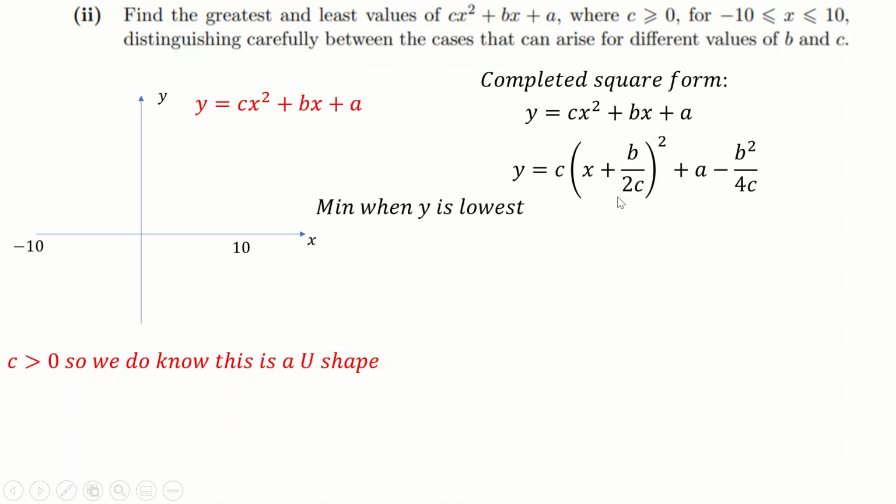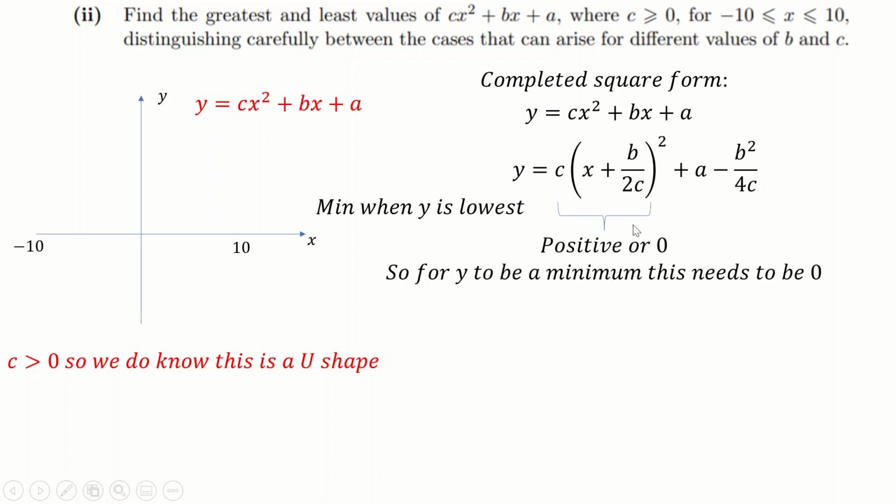Well, thinking about the minimum point, it is when the y coordinate is at its lowest possible value, at the global minimum. So for y to be at its lowest, let's look at this whole thing here. That's all positive or zero. If I want y to be at its lowest, I want this to be zero. Because it's something squared, it's either positive or zero, but I want it to be zero because I want y to be as low as possible. So I want all of that thing to be zero.